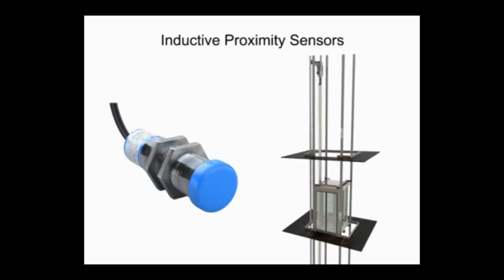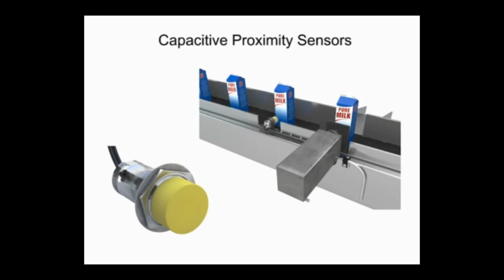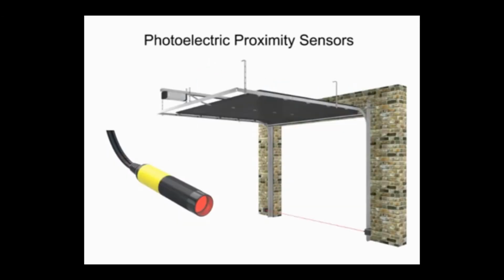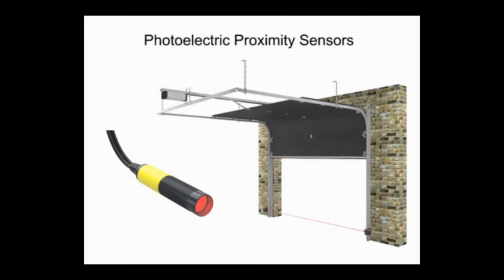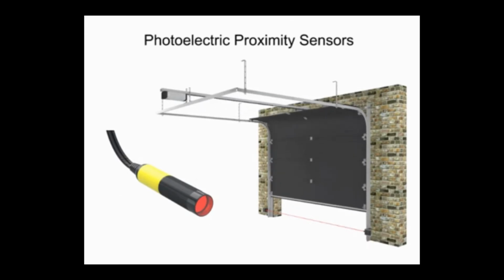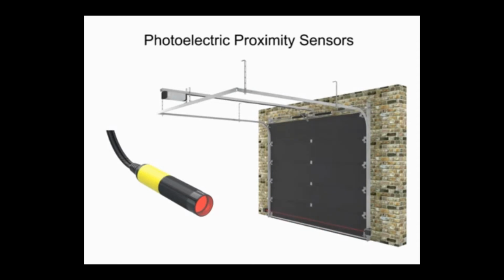Inductive proximity sensors are used in elevators, for example. Capacitive proximity sensors are used to detect liquids and other dielectric materials on the manufacturing floor. And photoelectric sensors are used in our homes and in countless other applications. Let's take a closer look at how these three common types of sensors work.